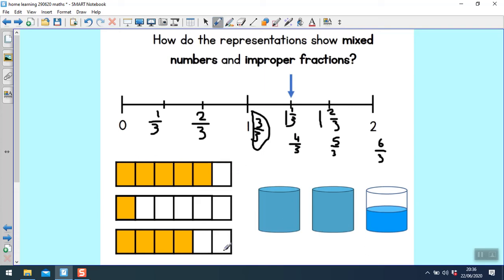So for this one, I've first got to work out what the fraction is going up in each time. So I've got 1, 2, 3, 4, 5, 6 sections in one bar, which means that these are worth sixths. How many sixths have I got? I've got 1, 2, 3, 4, 5, 6, 7, 8, 9, 10 sixths.